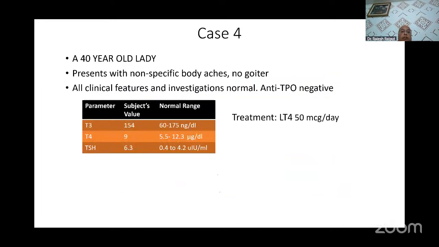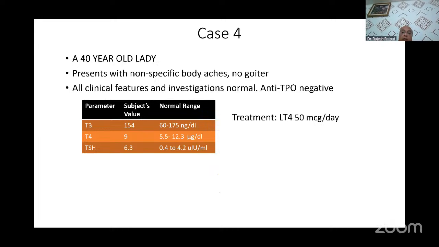Now, moving from non-thyroidal illness to our case 4. This is a 40-year-old lady presented with non-specific body aches, no goiter, all clinical features and investigations are normal. TPO antibody is negative. Patient's T3 is in the normal range. T4 is in the normal range. TSH is 6.3, which is slightly elevated.